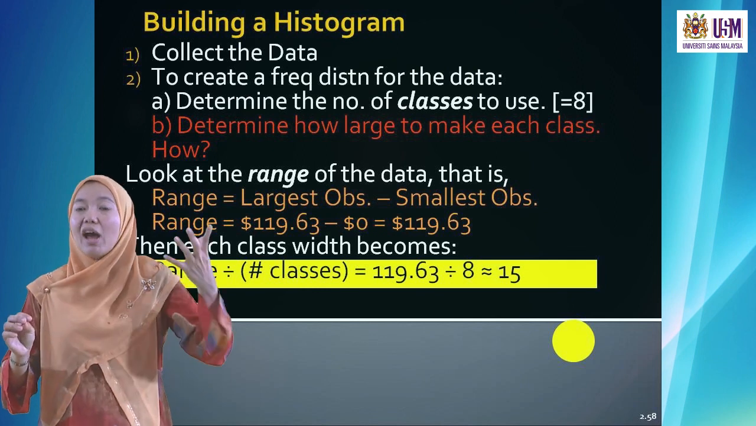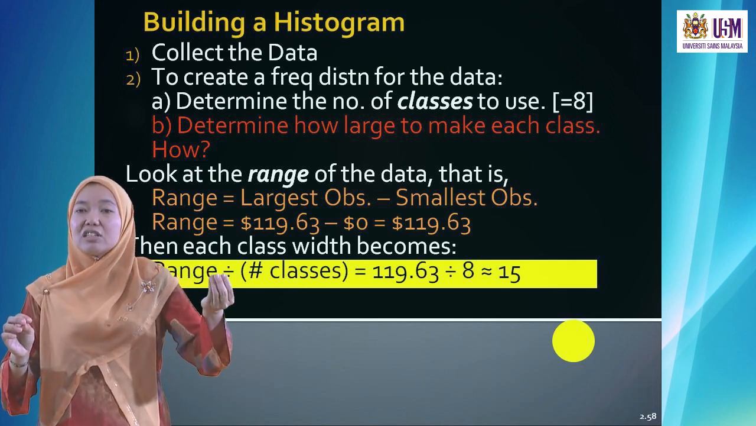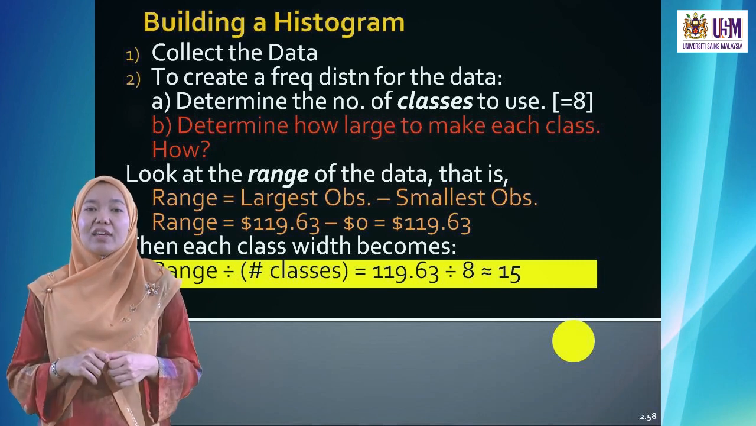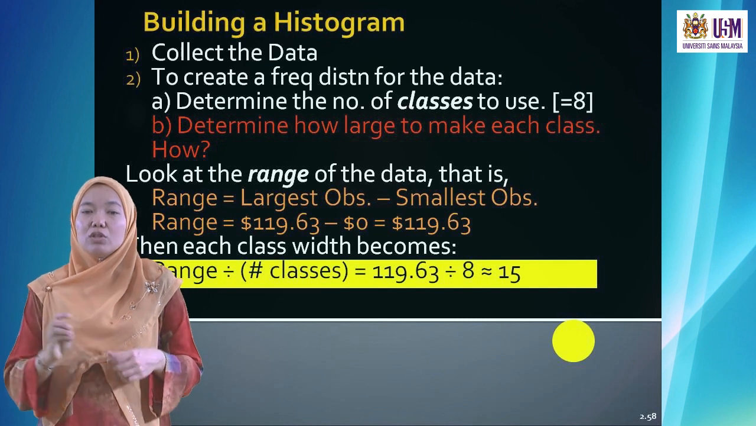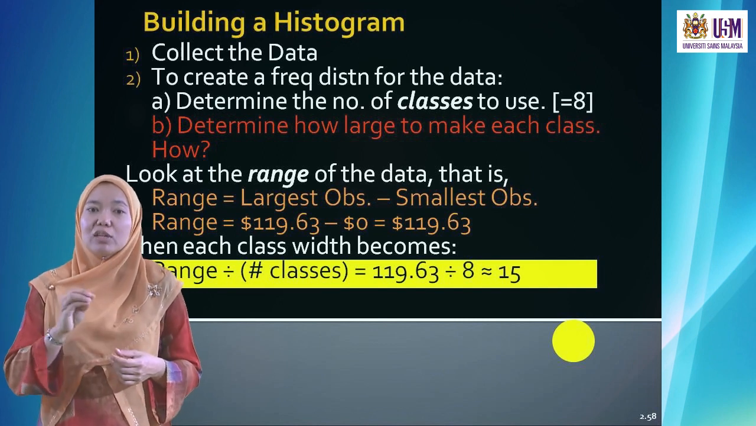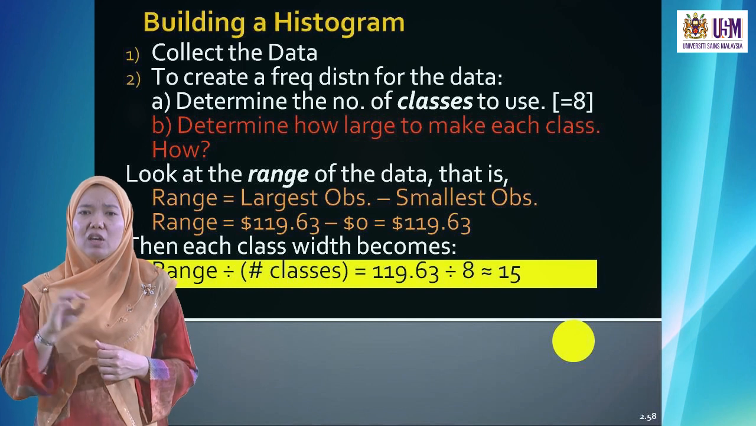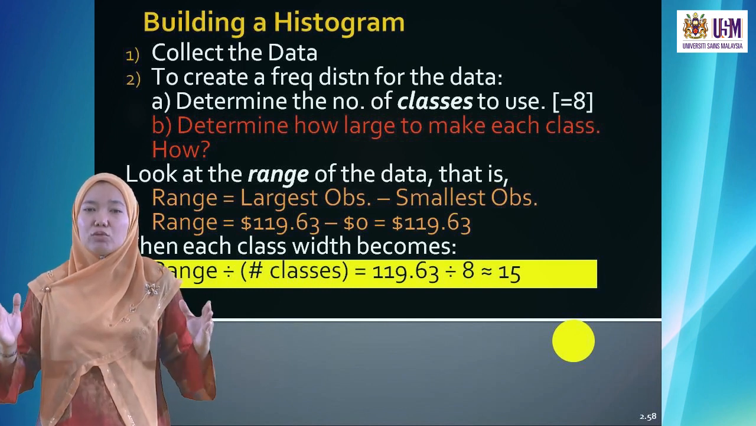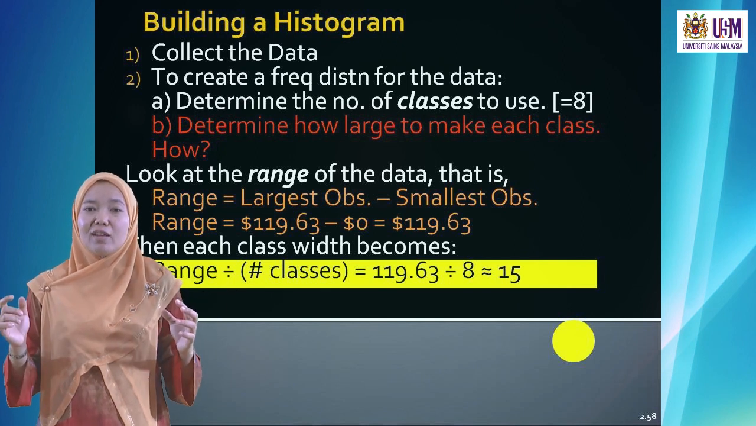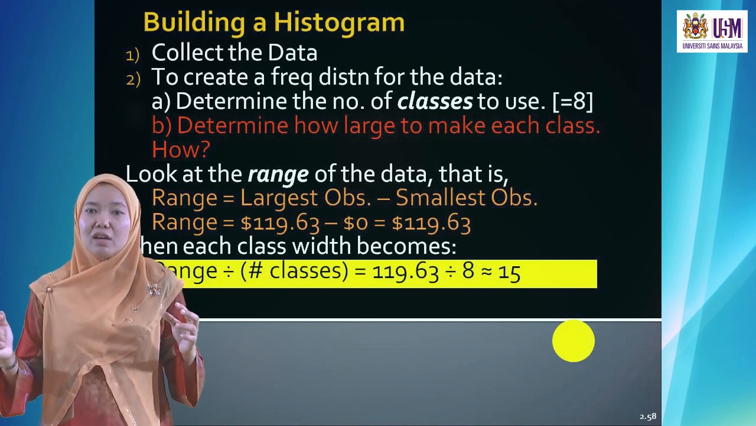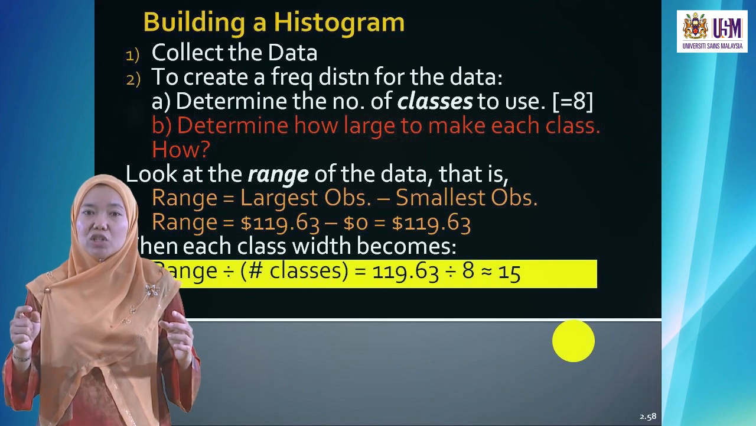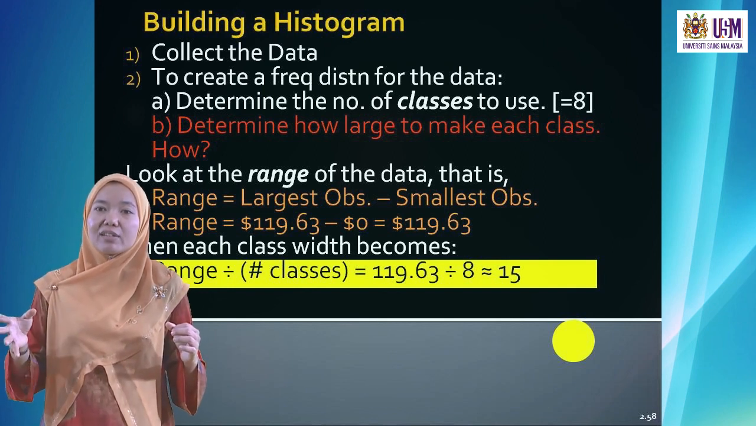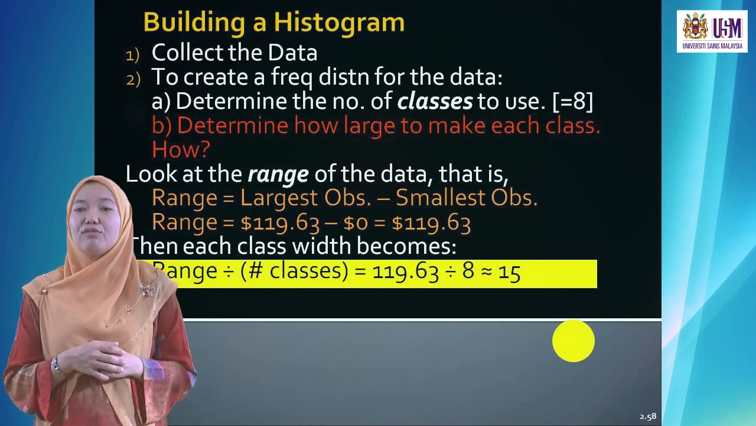$119.63. You have already determined the number of classes that you are going to have, 8 more or less, and then you have your range. So you divide the range by the number of classes. By trial and error, you know that each class should be around 15. How do you get this 15? More or less, you divide the range, which is the largest observation minus the smallest observation, by the number of classes, which is 8, so you get 15.